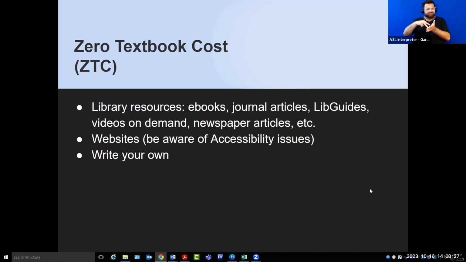Typically, if it's not OER and it is a ZTC, these can be materials like your library resources that students have access to, but they're not openly licensed. So those are going to be things that are found in the library. Websites that can be found free on the web that we can link to. Sometimes we can even make copies of those and say adapted from, and then materials that you write yourself.